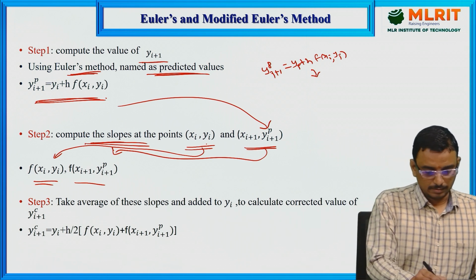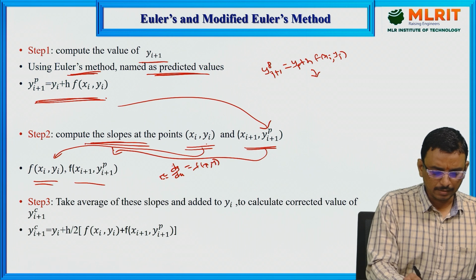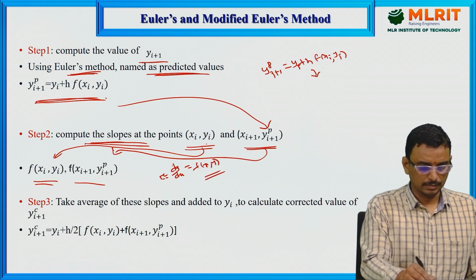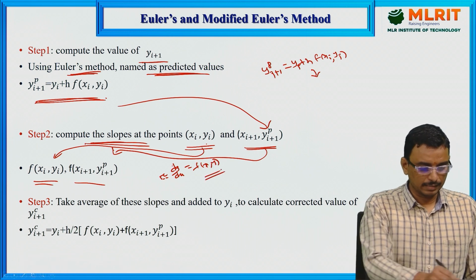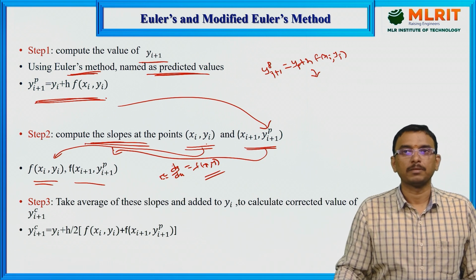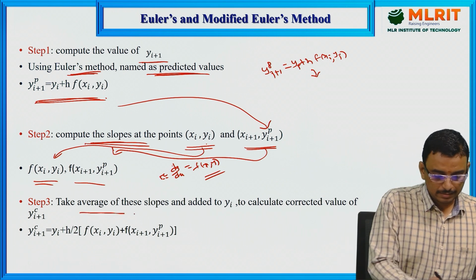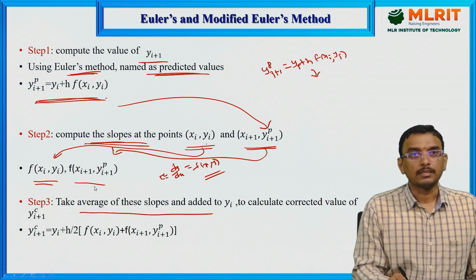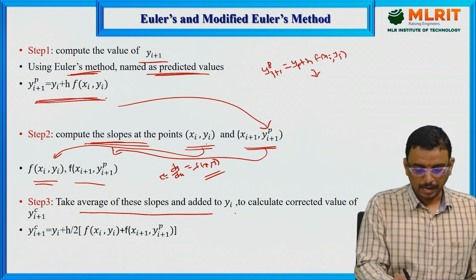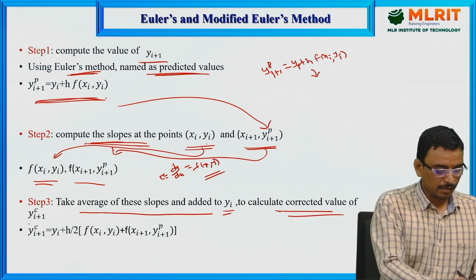The given function is dy by dx equal to f of x comma y. With this function we substitute the points to get the slopes f of xi comma yi and f of xi plus 1 comma yi plus 1 of p. Now take the average of these slopes, and adding it to the value of y, we can calculate yi plus 1 of c.